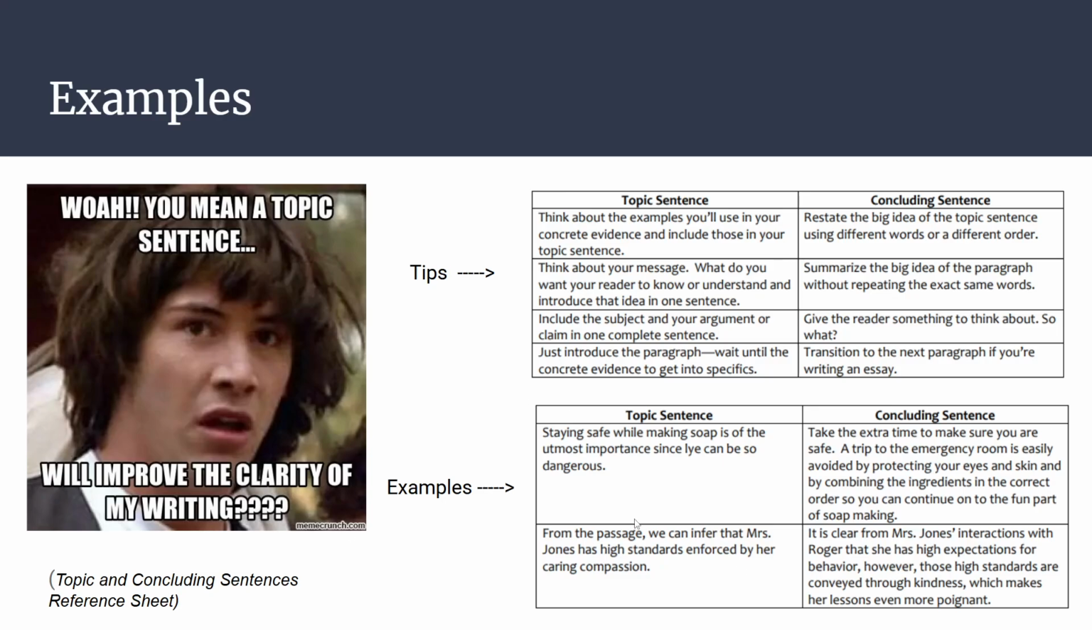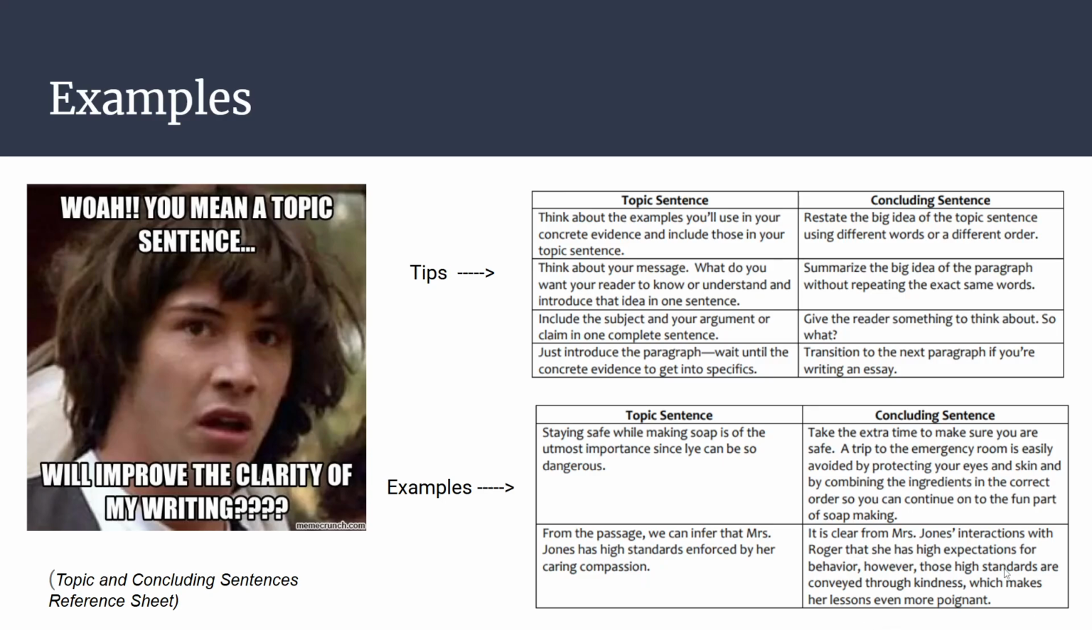So, another example: from the passage, we can infer that Mrs. Jones has high standards enforced by her care and compassion. I don't like the "from the passage" bit for the start of our paragraph. This honestly kind of feels like analysis. I would argue you'd want something more like: Mrs. Jones is a character with very high standards, which happen to be enforced by her caring compassion, which we see in many parts of the text. That shows that we're going to go into more detail in the text later on. But by starting with "from the passage," that makes it sound like you have just one quote you're looking at, and that doesn't feel like an entire paragraph's worth of information.